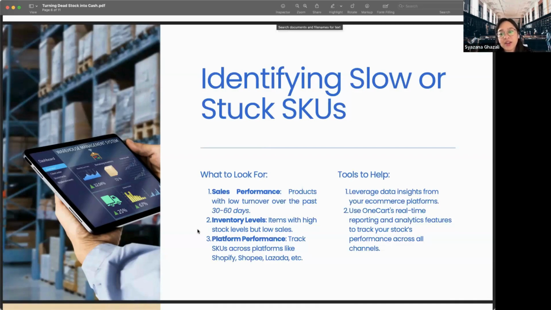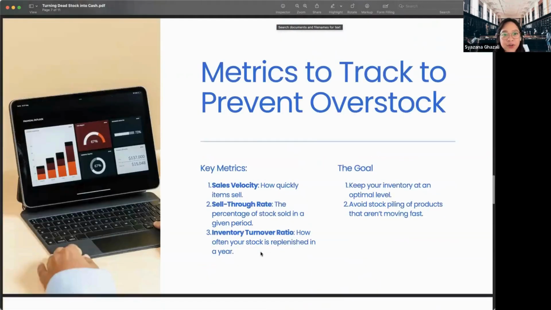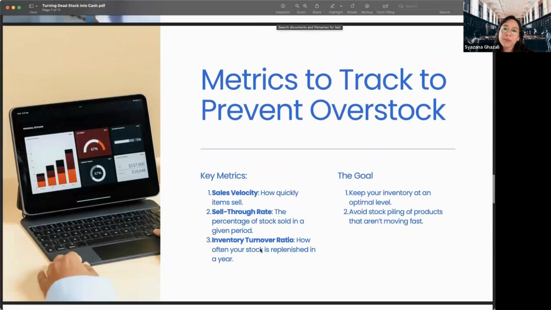So what are the tools to help? You have to leverage these data insights. Again, OneCart has that from your e-commerce platforms. Your marketplaces already have it, but OneCart is able to consolidate everything for you and you're able to see the movement with one glance. And then you can use OneCart's real-time reporting and analytic features to track your stock performance across all channels. Again, because we are already integrated with all of your platforms, it's easy for you to understand your SKU across all platforms.